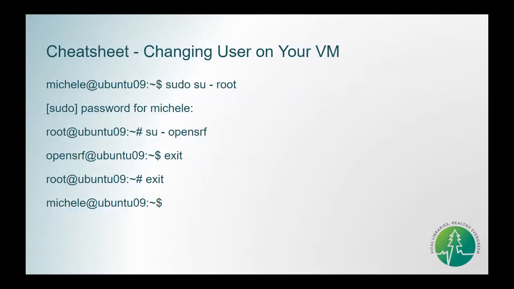So this is sort of a cheat sheet for changing users on your VirtualBox. When you log into your server, you're logged in as your Ubuntu user. You have to get to the root user to get to the opensrf user. You could assign the opensrf user a password that you know so that you could log in directly, but knowing this process is useful. So you execute this sudo su - root command, you enter your password, and that will get you to the root user. su - opensrf will get you directly to the opensrf user. If you exit from the opensrf user, you'll go back to root. And if you exit root, you'll go back to your Ubuntu user.